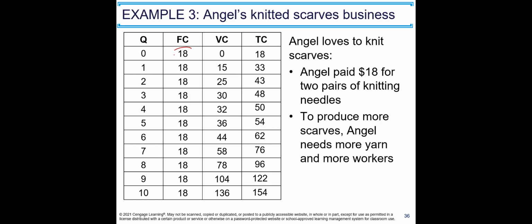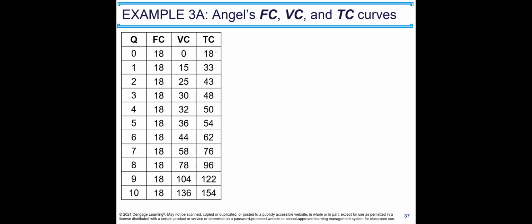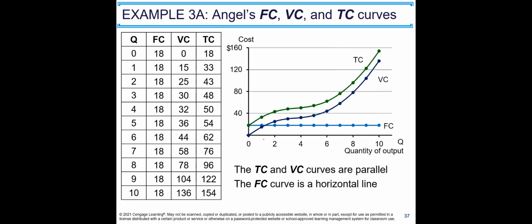Remember, fixed cost is a positive number even if you produce 0, but variable cost is 0. When you don't produce anything, you don't have to pay. Therefore, the total cost is the sum of these two. Let's see the curves here. Fixed cost doesn't change, so it's a horizontal line at $18. Variable cost is first increasing at a decreasing rate and then increasing at an increasing rate. Total cost is higher than variable cost because you have to add fixed cost on top of that.